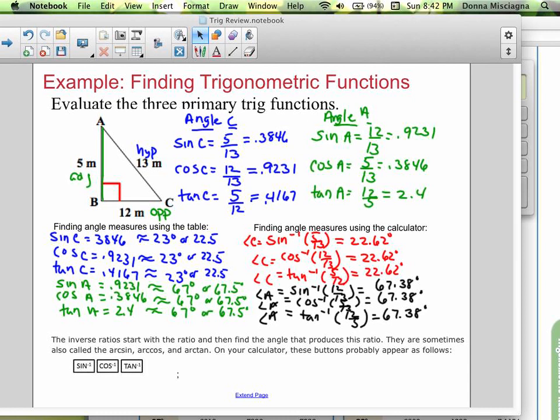On your calculator, these buttons will appear as follows. And even on the computer, right? We saw those buttons on my calculator. So I think this is where I'm going to end, because after this we're going to be finding some angle measures and you're going to help me.